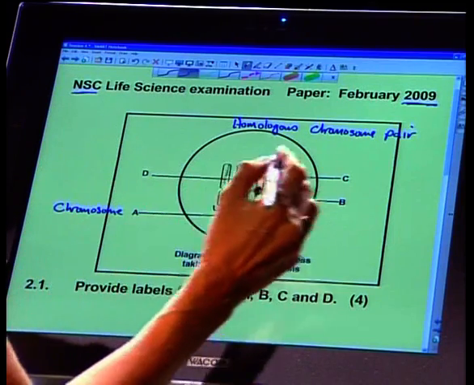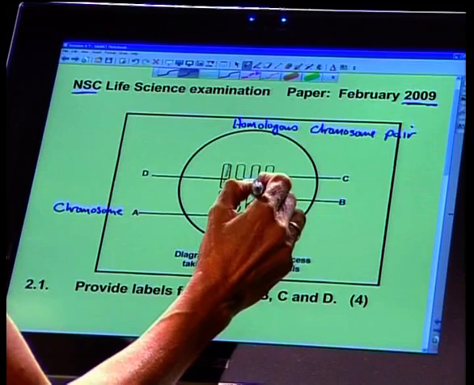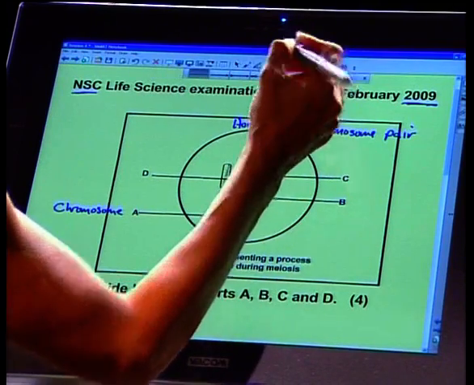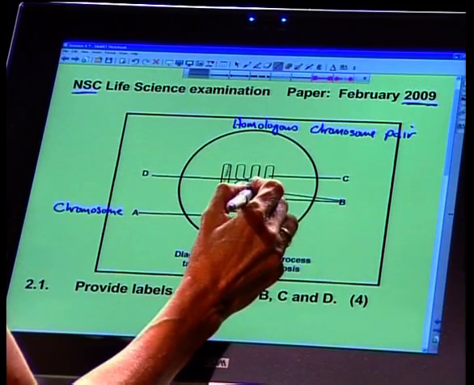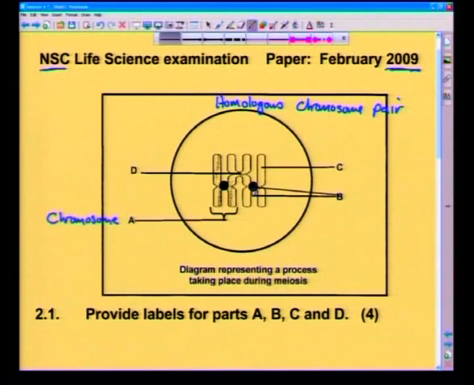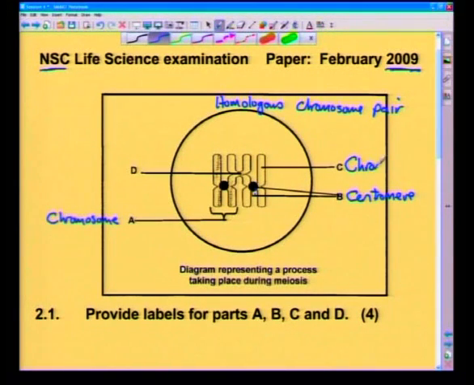Now, if we look at B, B's arrow should be here. So we're going to do an arrow and make it go where it was supposed to go. Apologies for that. So we're not all perfect, but we can try. We strive for that. All right, so B is your centromere. And your centromere is the part that joins your two chromatids together, which is what label C is, chromatid.